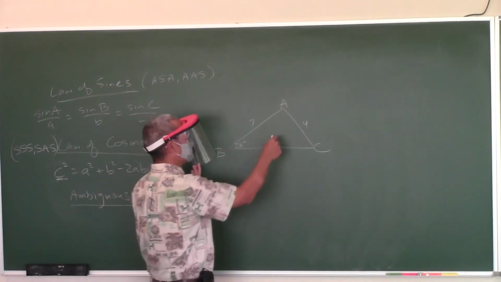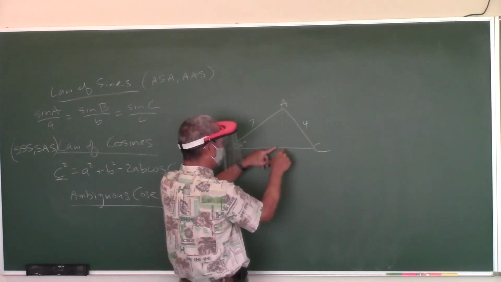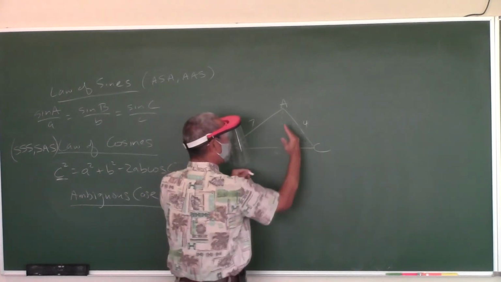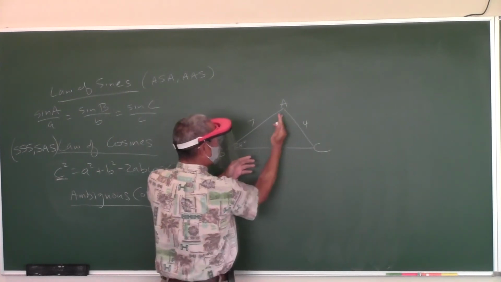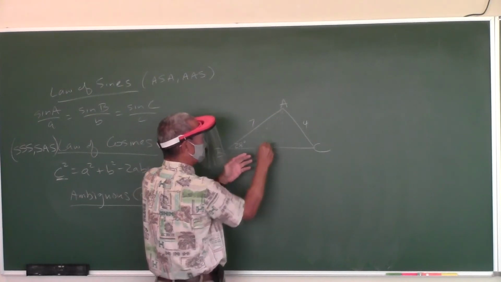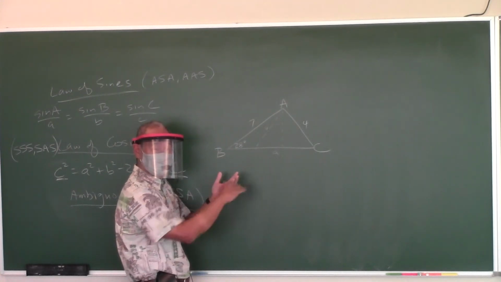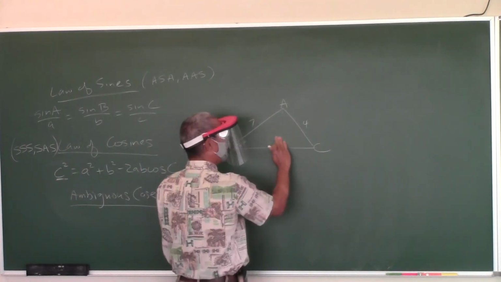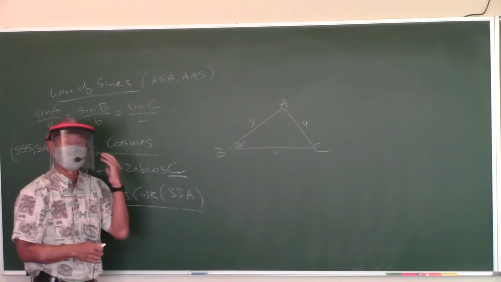What your book tells you to do is compute the length of this altitude and then use the law of sines. Because this side could be swung onto this side, and that would be 4 as well, then you have 2 solutions. But don't do that. Just use the law of cosines.